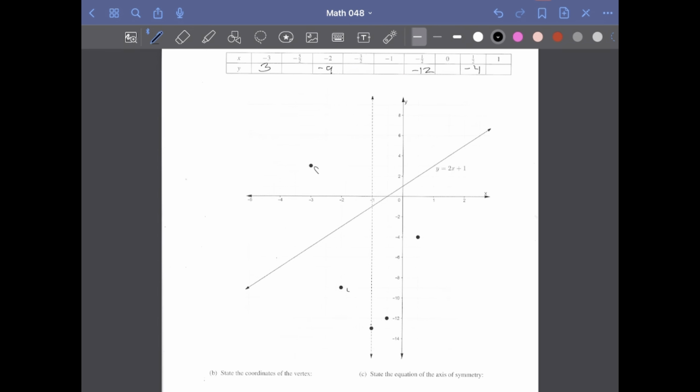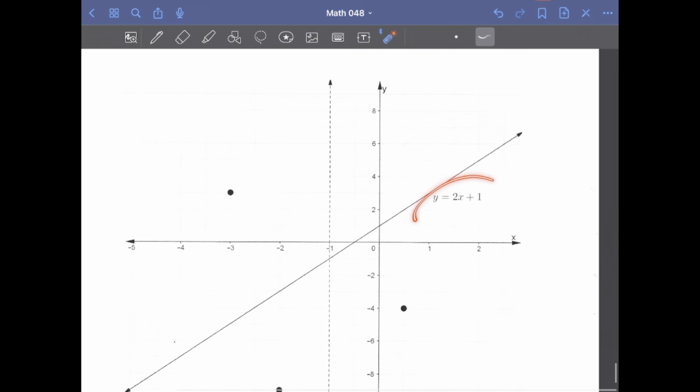Okay, so that's 1, 2, 3, 4, 5 points. I should have 1, 2, 3, 4. I'm missing a point right here. When x is negative 1, y is negative 13. So to find the other points, we have to substitute the values into this equation and solve for it.